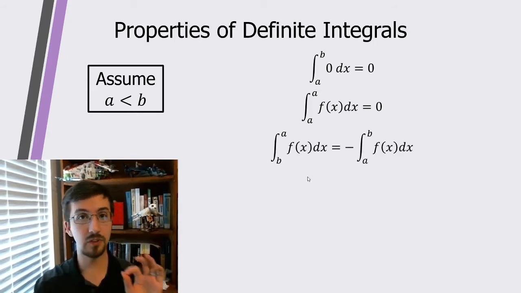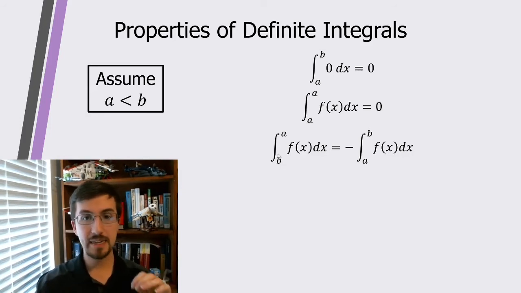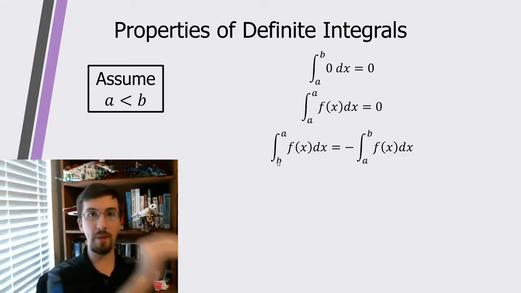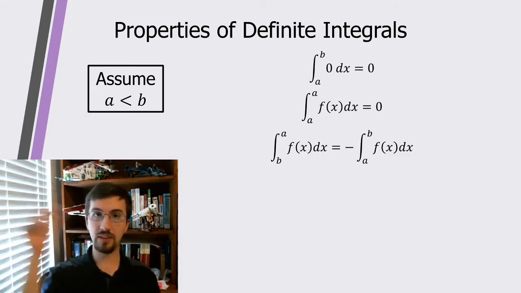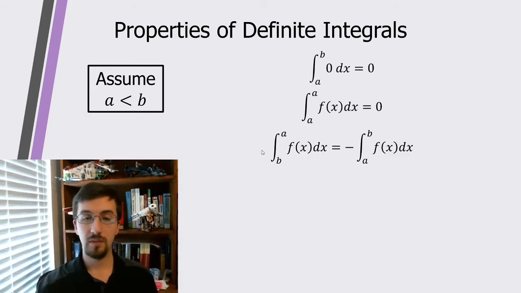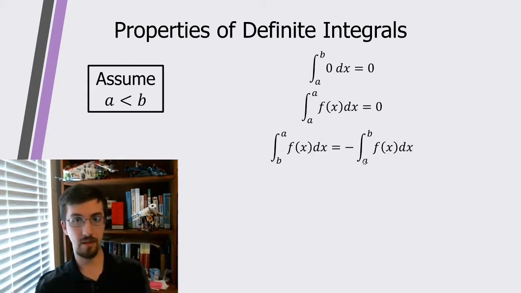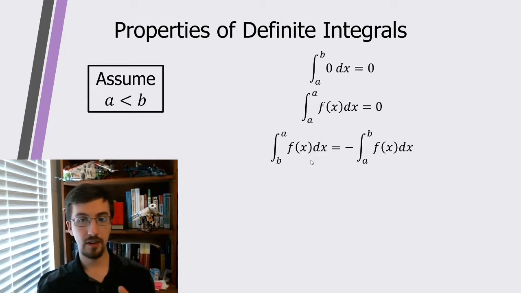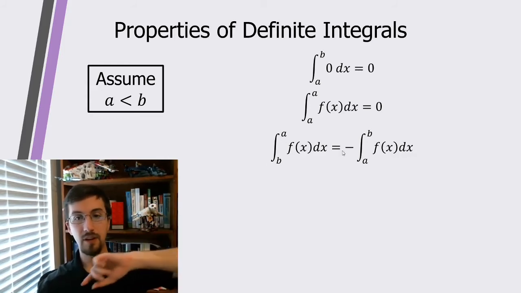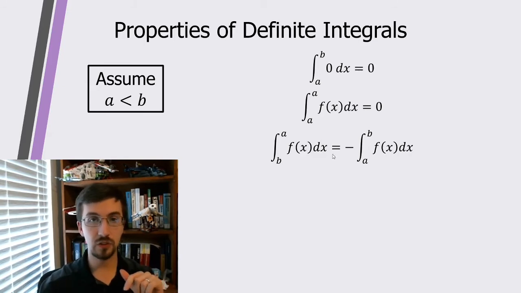Now, look at this. This one's kind of tricky. The integral from b to a. So this is kind of going backwards, right? b is bigger than a, so you're going backwards. Integral from b to a of f of x is the same thing as the negative of going from a to b of your function. So if you flip your limits, if a and b flip, the value just becomes the negative of what you had.